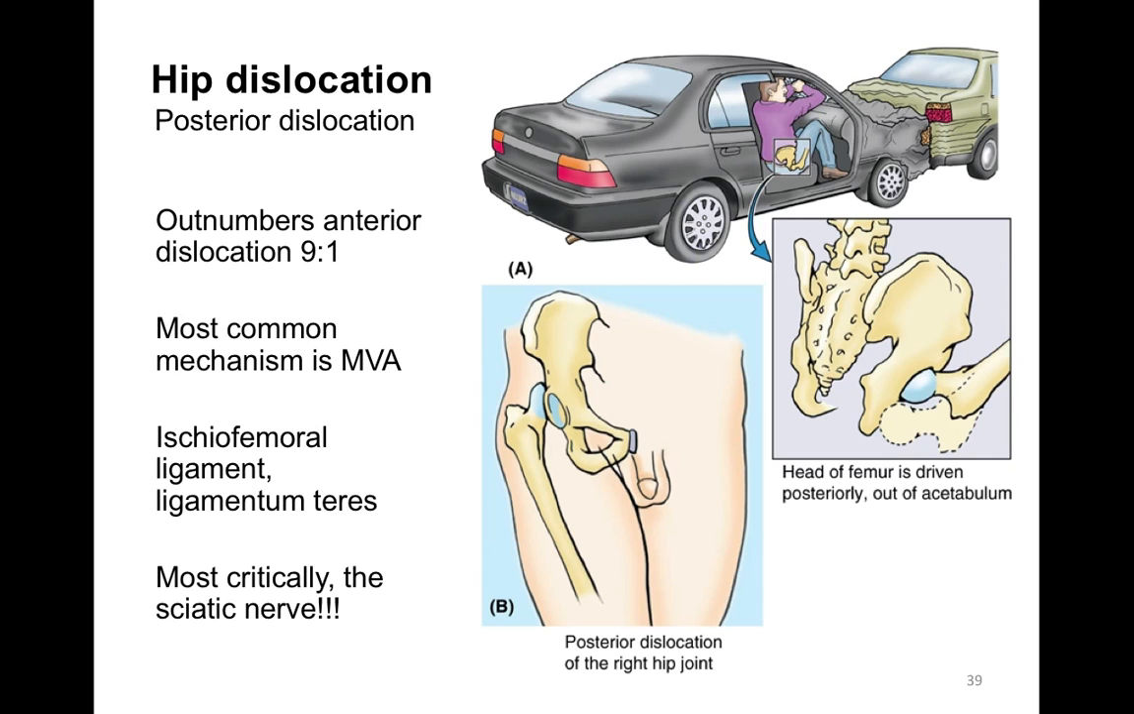But most critically, this neural structure that's located posteriorly to the hip joint, the sciatic nerve. So the relation for the sciatic nerve is between the ischial tuberosity and the greater trochanter. So you can see that if you push the head of the femur into that location, you're definitely at risk of damaging the sciatic nerve. So although the hip dislocation will be reduced in the emergency department, it is also critical that the function of the sciatic nerve in the lower extremity is also assessed.